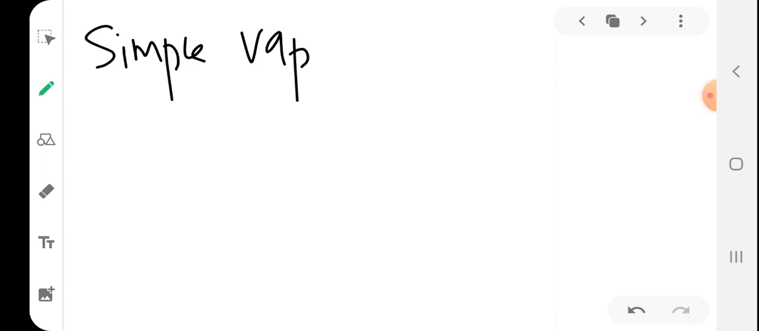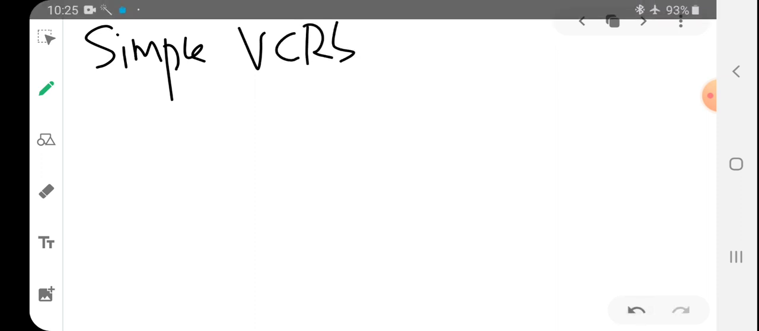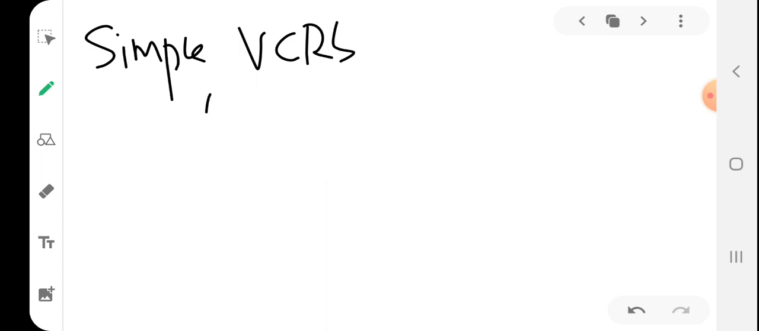There are different types of vapor cycles. Vapor compression systems are there, and vapor absorption systems are there, which you will study later. Now, students, I will try to show you a simple vapor compression system, a simple VCRS, on our TS diagram, the temperature-entropy diagram.